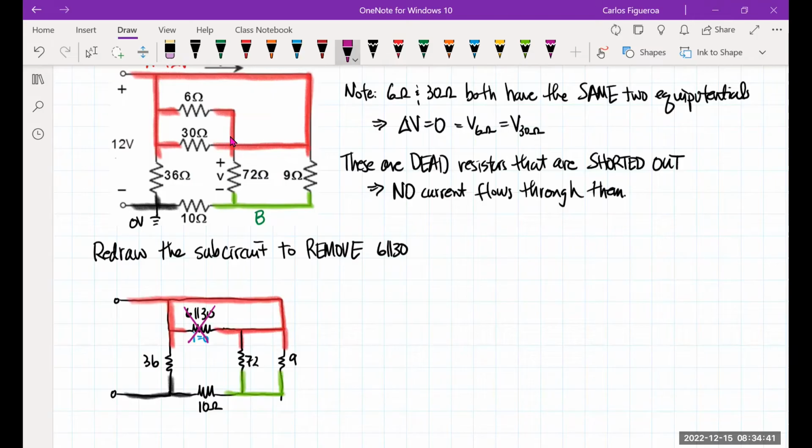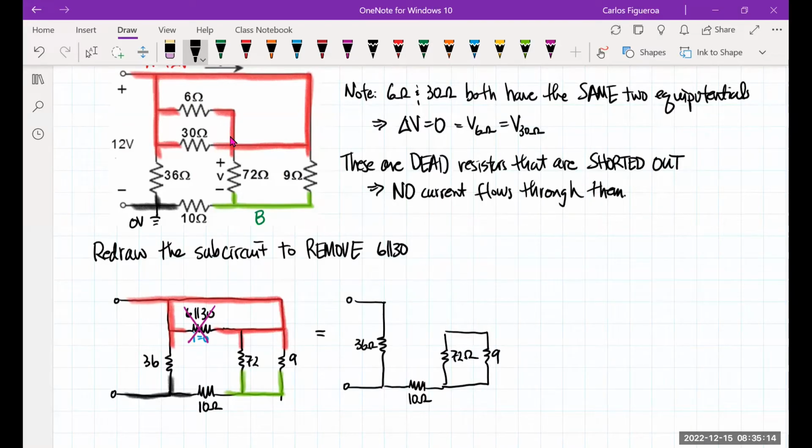That's gone. So that means that the equivalent circuit now looks like this. You could see that current's going to go through the 36 ohm, right? So here's my 36 ohm. And then what you're seeing here is that I have my 10 here, and then I have my 72 here, and then I have my 9 here, and then I have my wire that comes across here.